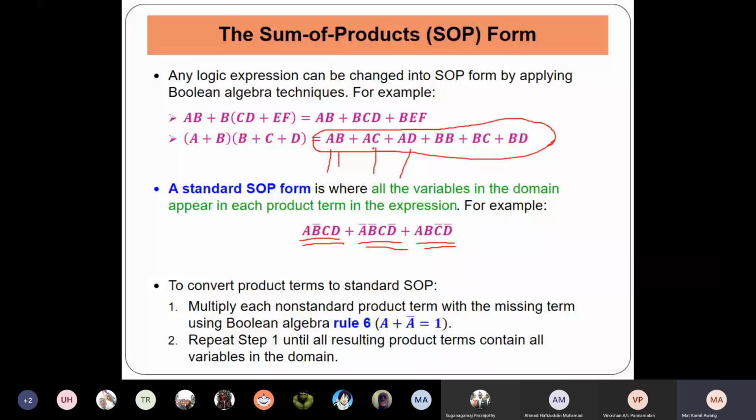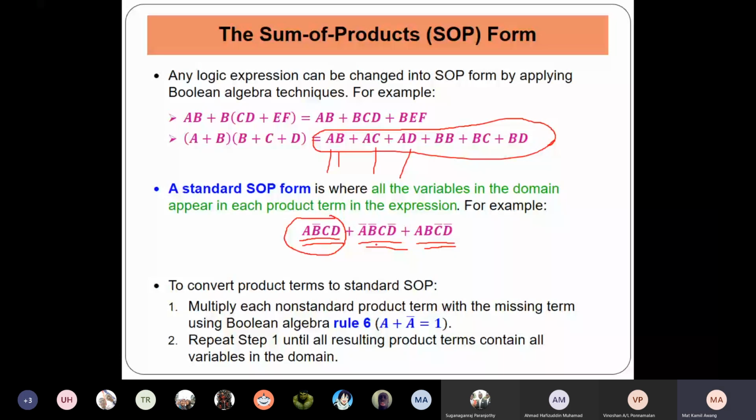This one, you are missing B and C. This one, you are missing A, C, D. This one, you are missing A and D. This one, you are missing A and C. So this is not a standard SOP. So a standard SOP must have all the domains in one product term, like this. All has the four domains.